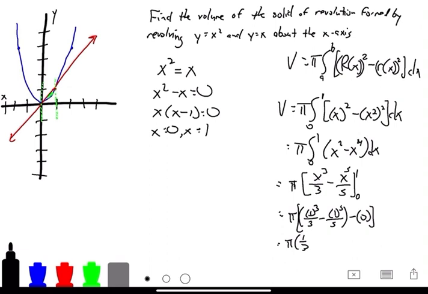This is 1/3 minus 1/5. Once we get our common denominator, which is 15, that's going to be 5/15 minus 3/15, which gives us 2 pi over 15. So this is just a quick example of how we would use the washer method.